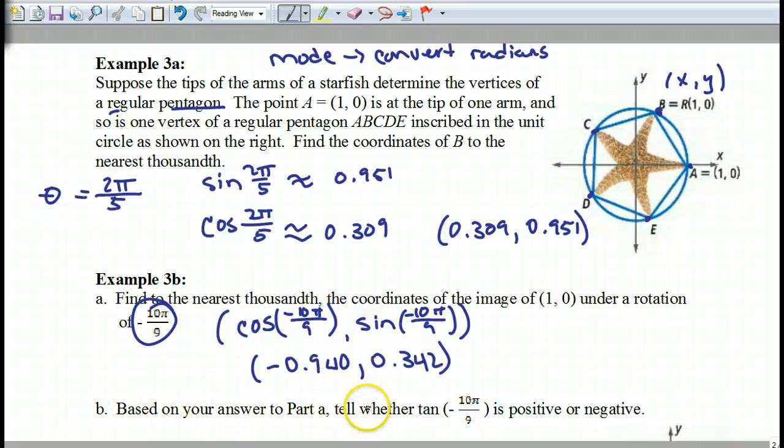It says, based on your answer in part A, tell whether the tangent of negative 10 pi over 9 is positive or negative. Well, the cosine is negative, and the sine is positive. So if I'm going to have sine over cosine, and in this case the sine is positive over a negative, when you're dividing a positive by a negative, it makes it a negative. So our tangent would be negative in this case.